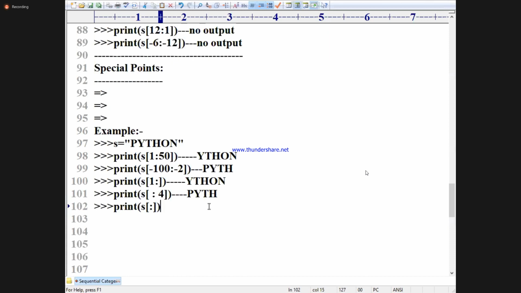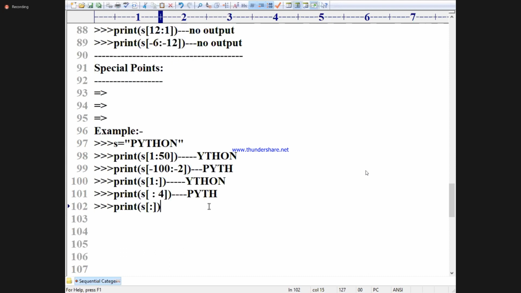Begin, I am not specifying; end, I am not specifying. If I did not specify the beginning, what is the position? 0. If I did not specify the ending, what is the position? Total number of characters minus 1. I did not specify the ending. What is the position? Total number of characters minus 1. How many total number of characters? 6 minus 1. Initial position. How many characters will you get? 0 to total number of characters minus 1: 0, 1, 2, 3, 4, 5.